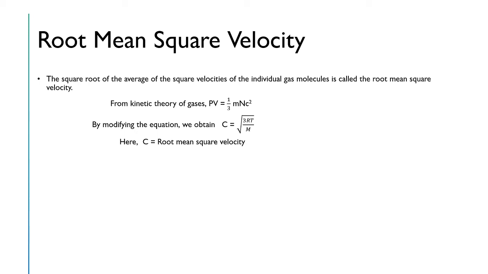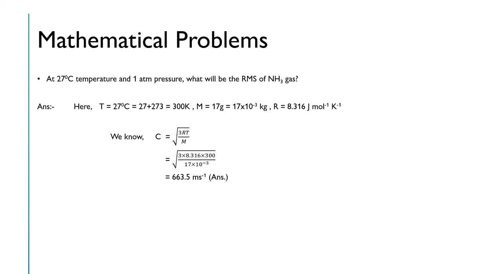This is the average velocity of the individual gas molecules. So from kinetic theory of gases we can modify the equation and we can obtain an individual equation for root mean square velocity. Here is the equation. We can use this equation in mathematical problems, so this will be useful. And there is a mathematical problem here for root mean square velocity, that at 27 degrees centigrade temperature and 1 atmospheric pressure, what will be the root mean square velocity of ammonia gas.